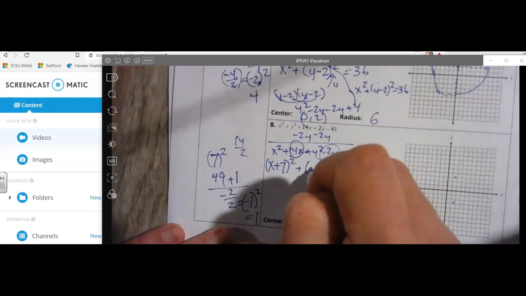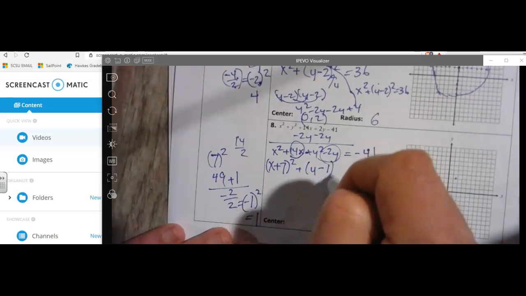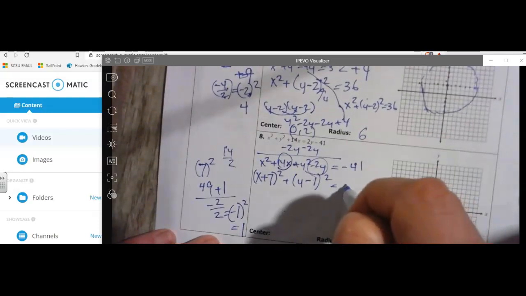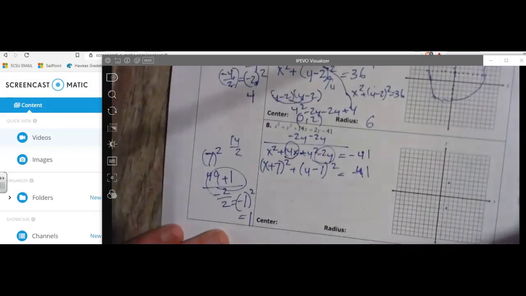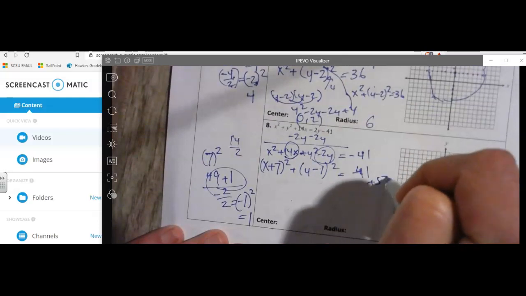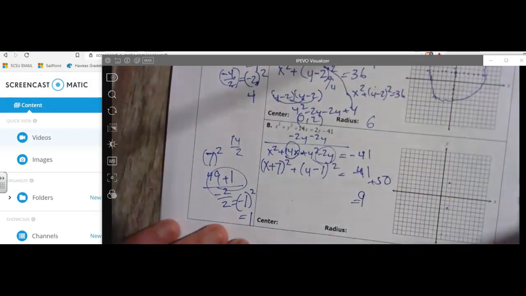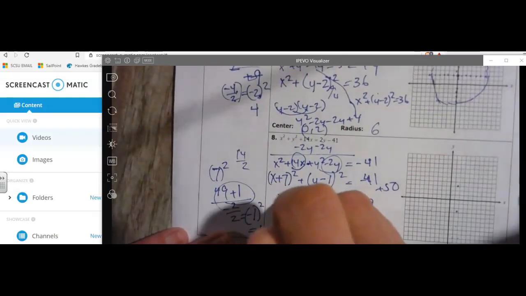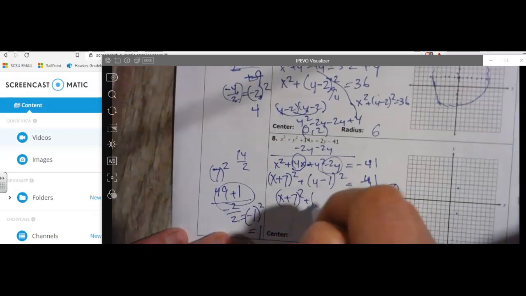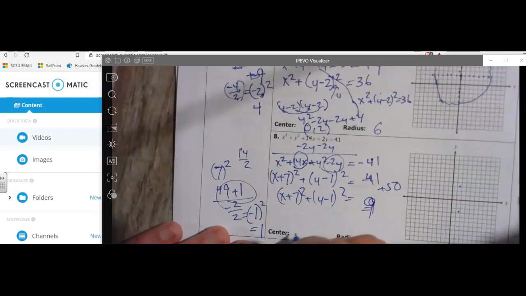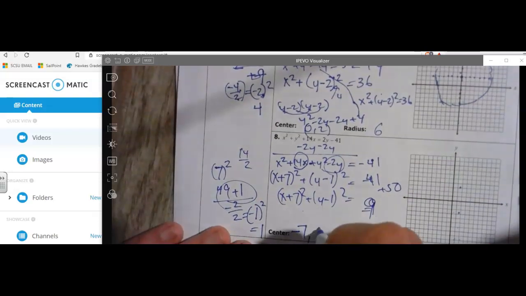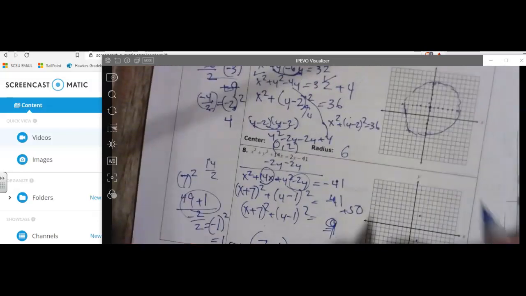So therefore, this becomes y minus 1 squared. Okay? And now I have negative 41, and I added 50, right? So if I add 50 to the left, I have to add 50 to the right. So that means this is going to equal 9. So therefore, it's going to be x plus 7 squared plus y minus 1 squared is equal to 9, which means my center is negative 7, 1, and my radius is 3.